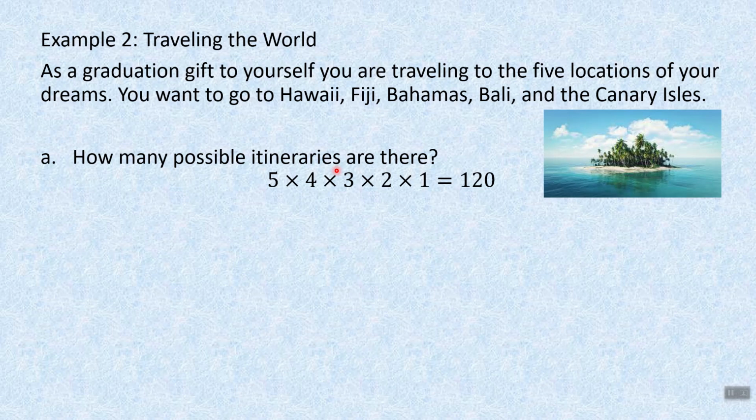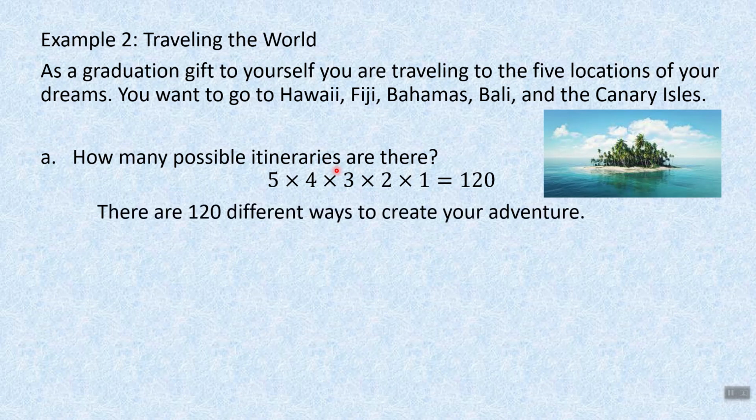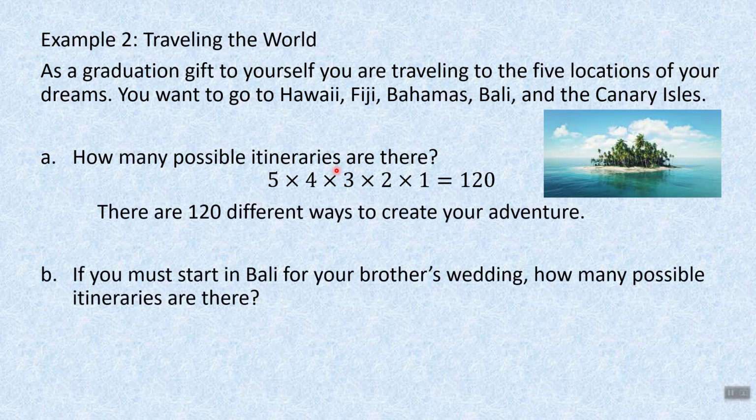Really, that would be probably the best math problem to test out, right? Let's see if we can make 120 different vacations. Let me just get on that billion-dollar lottery winnings here. So 120 different ways to create our adventure.